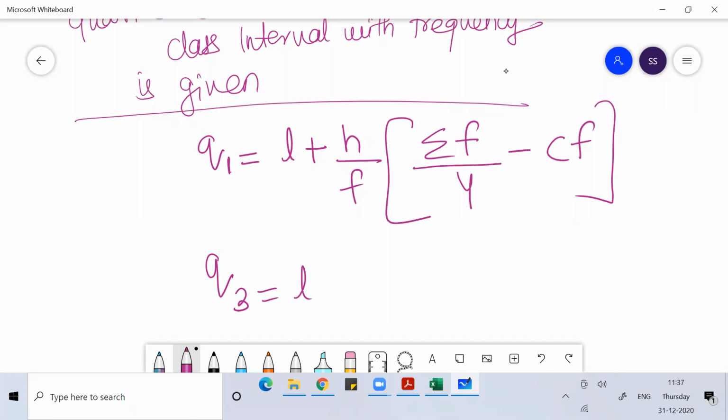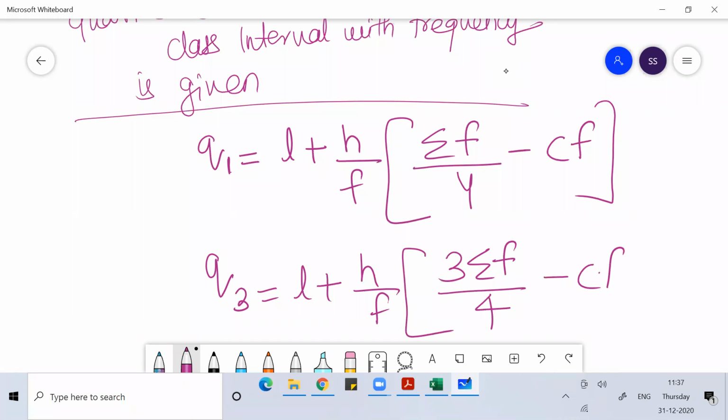Q3 is L plus H by F into 3 into sum of F by 4 minus CF. This is the Q3 calculation. So when class interval with frequency is given, you can find Q1 by this formula, and you can find Q3 by this formula. Once you get Q1 and Q3, you can find the value of quartile deviation, interquartile range, coefficient of quartile deviation, everything with that. I hope everyone is understanding this.